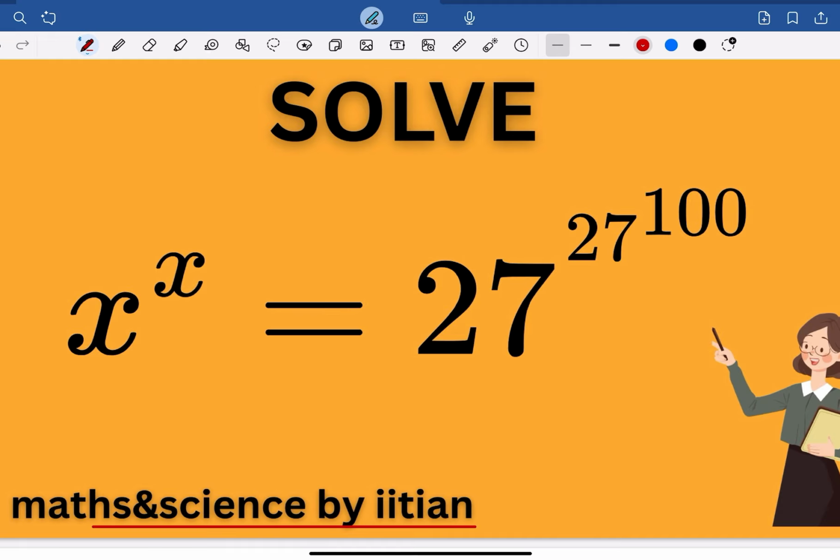And today we'll try to solve the equation x to the power of x is equal to 27 to the power of 27 to the power of 100. It's an astronomical number, a very large number.